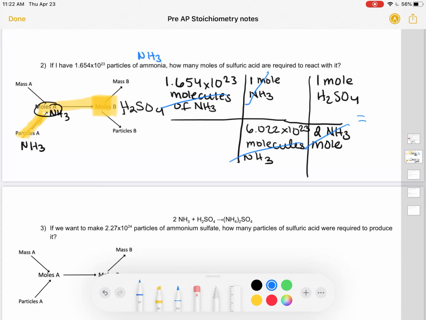So we put this in our calculator. 1.654 times 10 to the 23rd divided by 6.022 times 10 to the 23rd, that whole thing, divided by 2. Okay. And for sig fig's sake, so for the number of digits, remember we're going to go back to our original number. So this one had 4 digits in the original number, so my answer will have 4 digits. So I got 0.1373 moles. Notice that for this one, we didn't need our periodic table, we didn't need molar masses, we didn't need any of that, okay? Because the masses are irrelevant there.